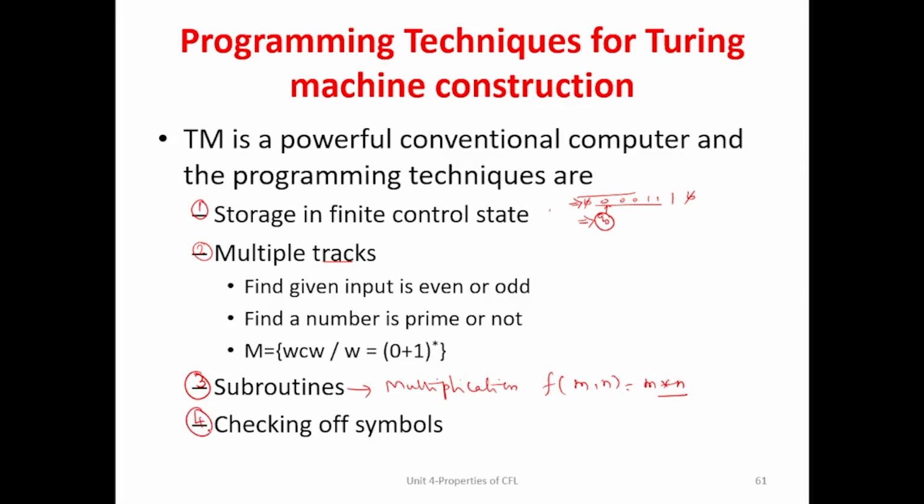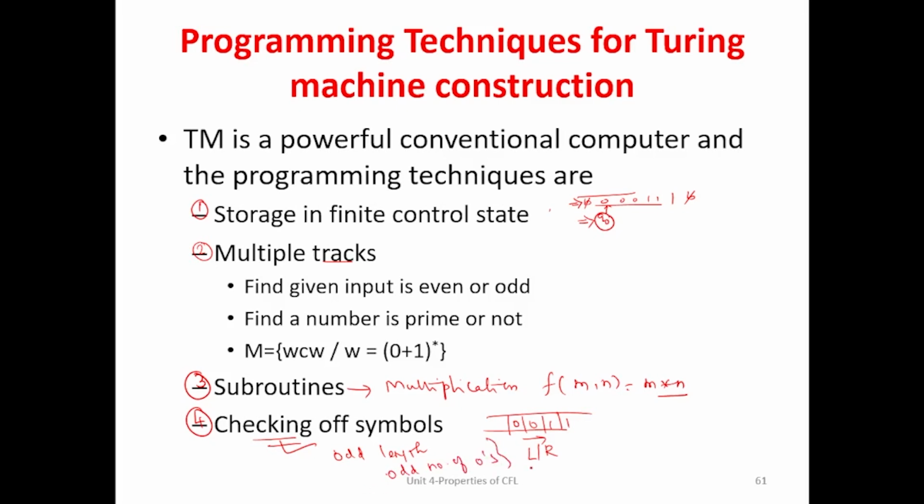And the fourth condition is checking of symbols. So checking of symbols means we want to check the symbol at each layer. Either 0 or 1 will be stored like that, and we can move in either the forward direction or the reverse direction. So this is the way we can solve it. For finding odd length, or we can find an odd number of zeros.